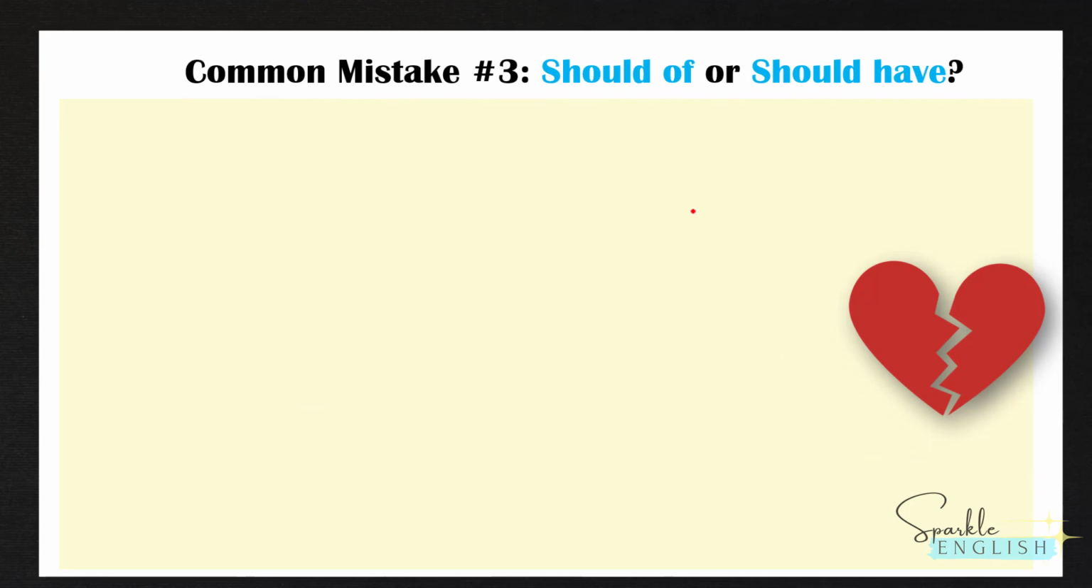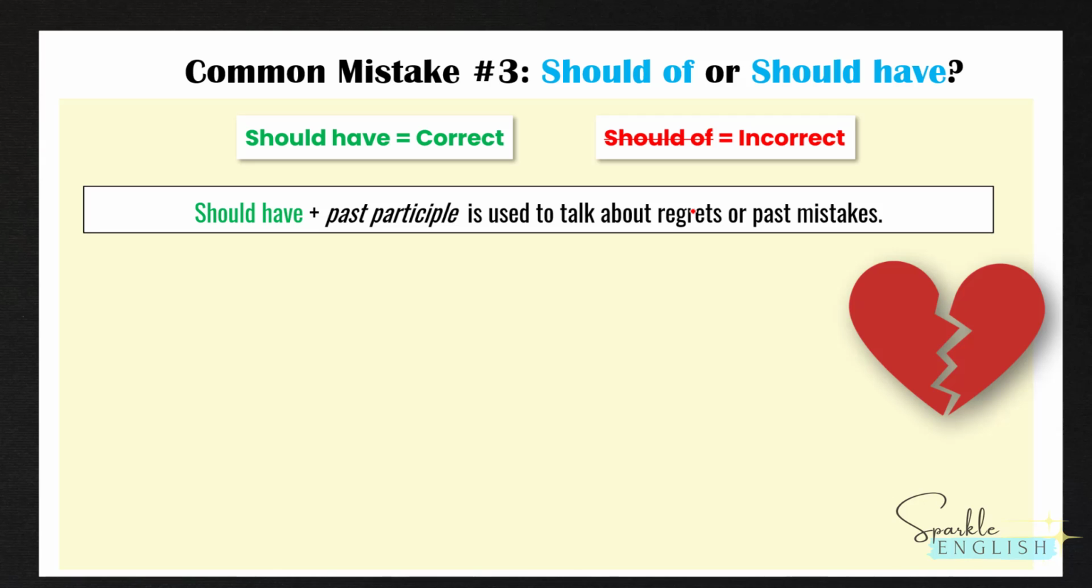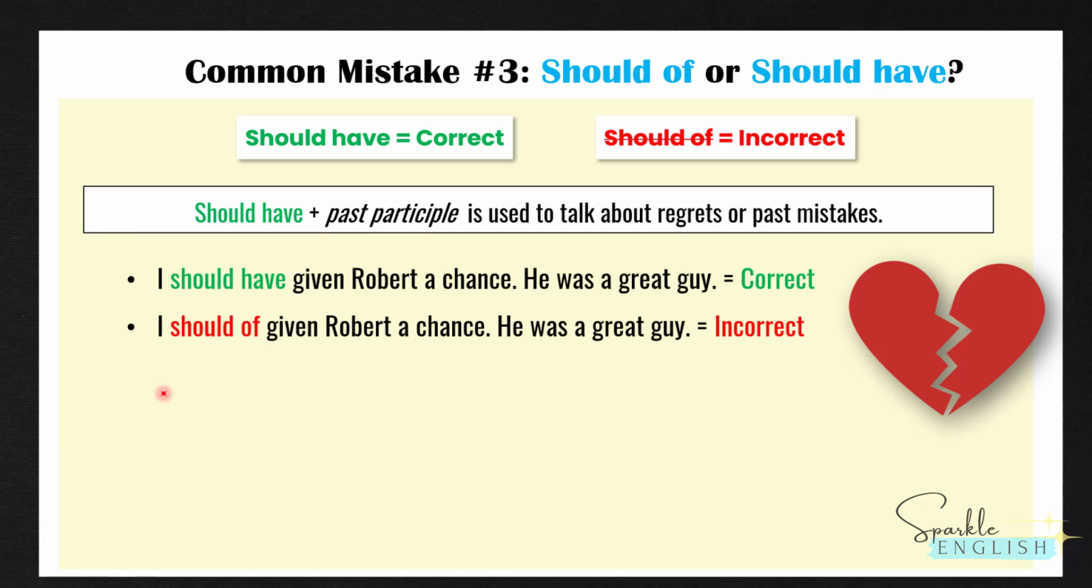And the final common mistake is should of or should have. And as you can guess, should have is correct and should of is incorrect. So we use should have plus the past participle to talk about past regrets or past mistakes. For example, I should have given Robert a chance. He was a great guy. This is correct, should have.